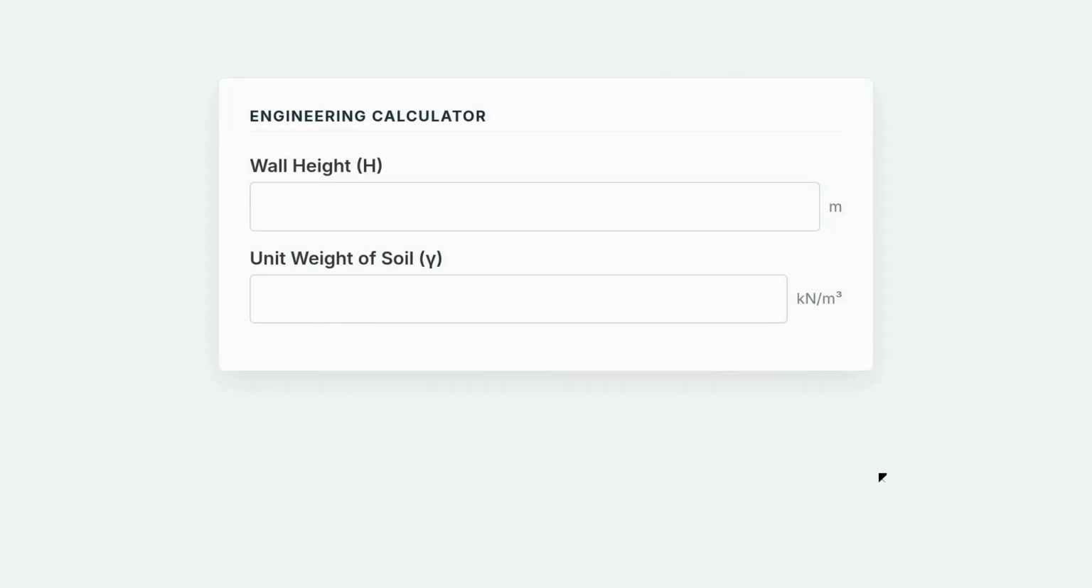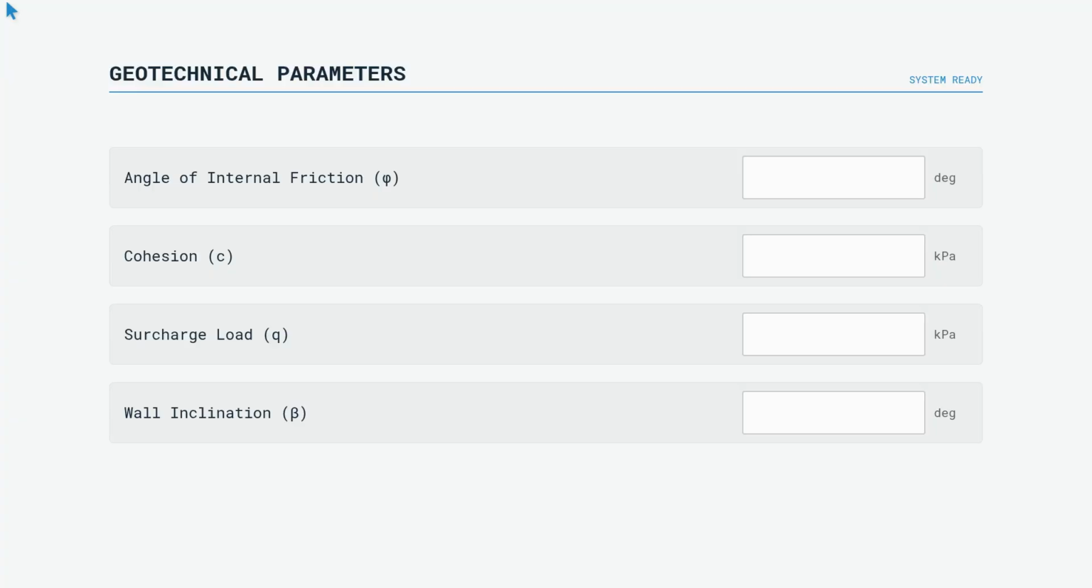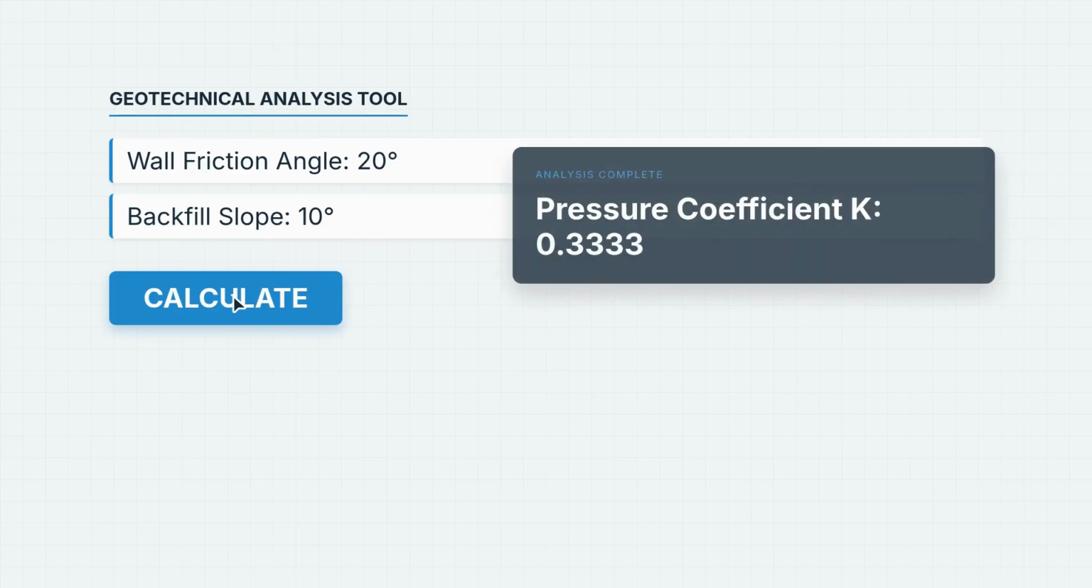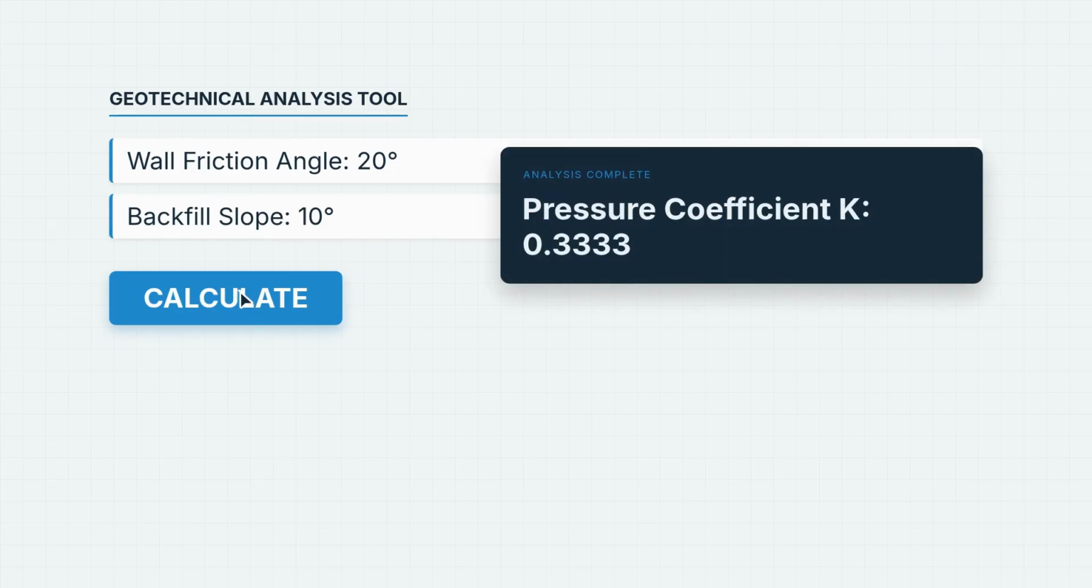Let's work through an example. I'll enter wall height of 6 meters, unit weight of soil 18 kilonewtons per cubic meter, angle of internal friction 30 degrees, cohesion 10 kilopascals, surcharge load 10 kilopascals, wall inclination 10 degrees, wall friction angle 20 degrees, and backfill slope 10 degrees.